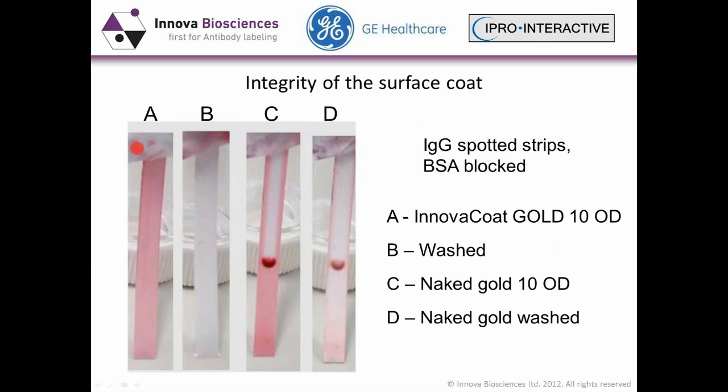Furthermore, when we do this sequential testing, so this is a demonstration of the integrity of the coat, A, B, C, and D are the same strip run one after the other. So we first ran the Innova coat gold up the strip and then washed it again. As you can see, there's no background there.